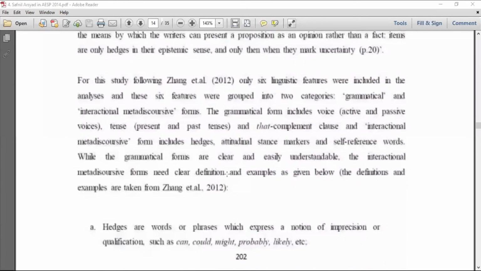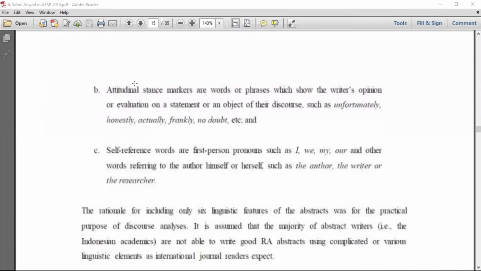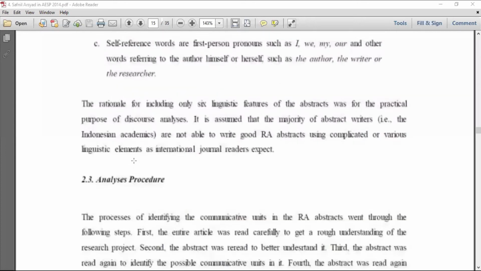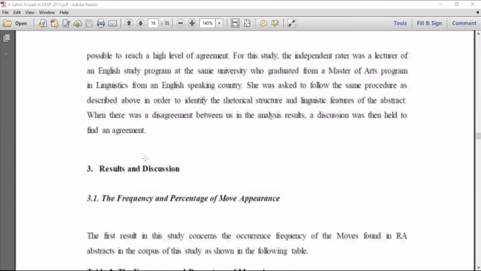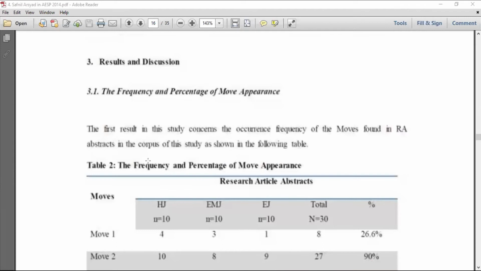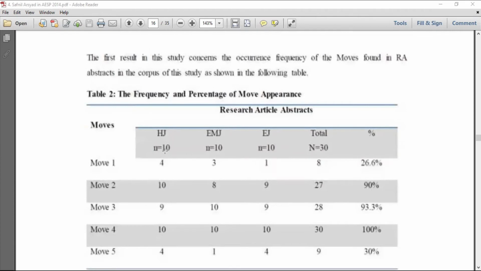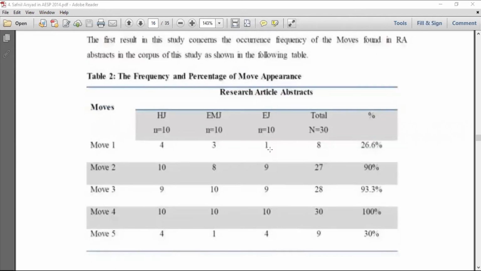Okay, those are the linguistic clues. This is an example of hedges, the linguistic realization of attitudinal stance, self-reference, and so on. Then I used the model to analyze the abstracts of the articles that I have chosen. Only 10 abstracts from each field, so there are 30 articles altogether.